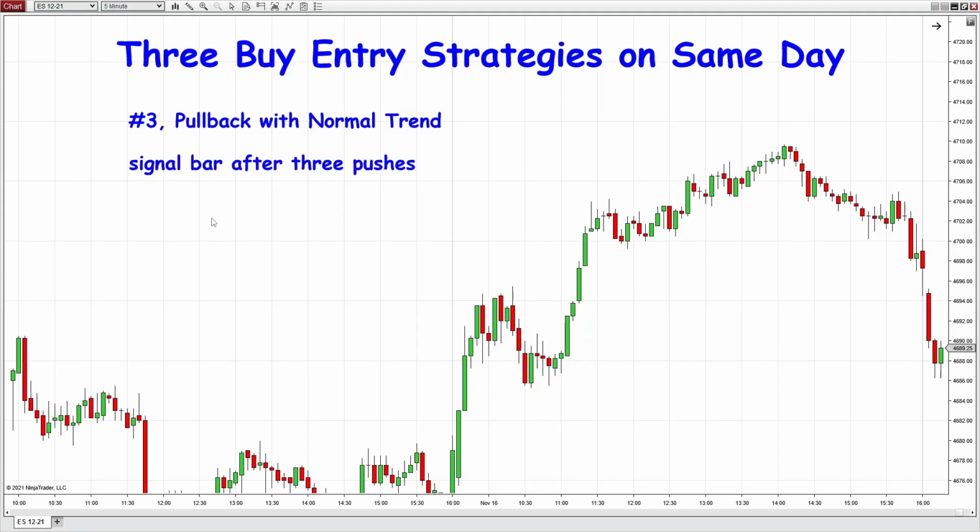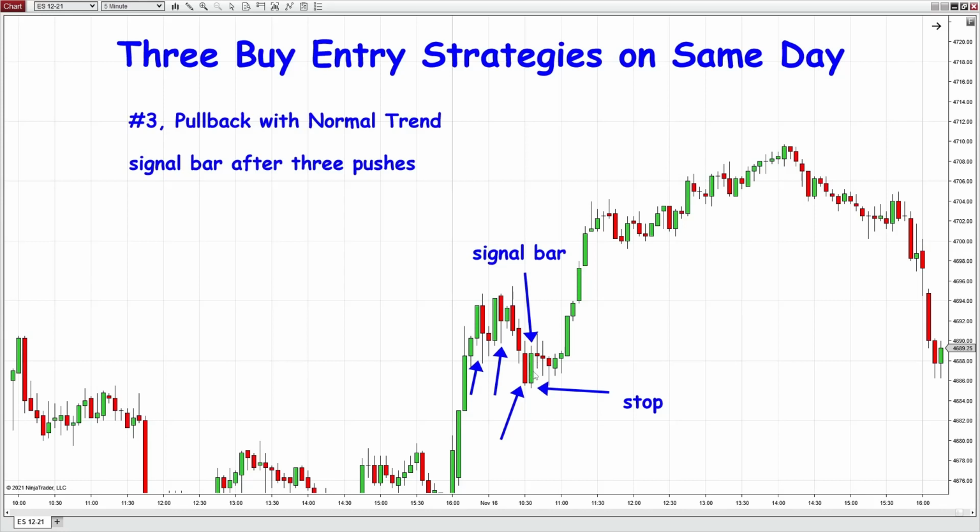A very good way to tell when the signal bar will come is to use three pushes. This is very normal for day trading. So we can assume that this bar is the first pullback. And then it goes up, there's a bull bar, and then there's another bear bar. This is the second pullback. And then the third pullback is very obvious, and it's much further here. This is the third pullback.